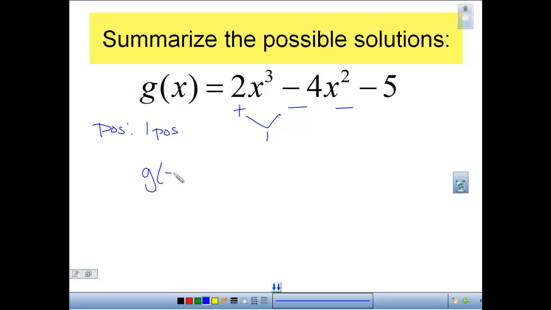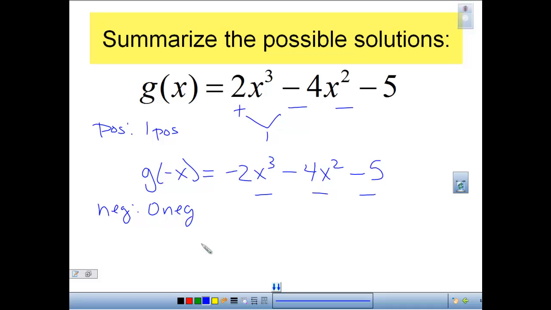Now let's look at g of negative x. If I put in a negative with this odd exponent, it becomes negative x cubed. When I plug it in here, that's going to stay the same. Nothing to plug in here, so that's going to stay the same. So I've got a negative, negative, negative. 0 changes of sign. So this tells me I'm going to have 0 negative solutions.